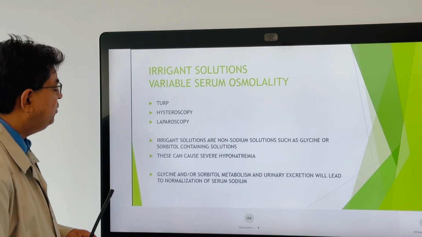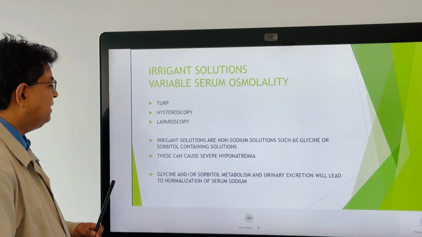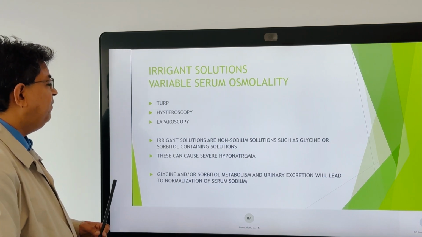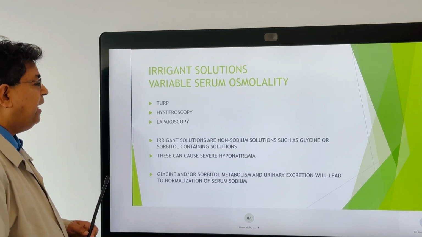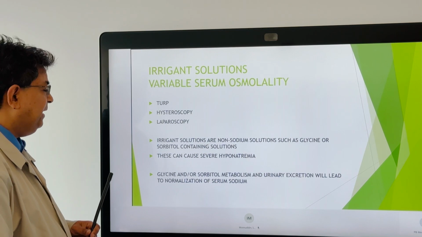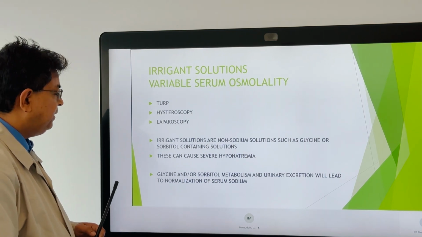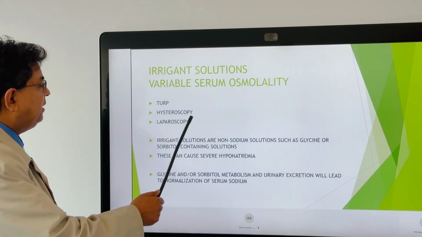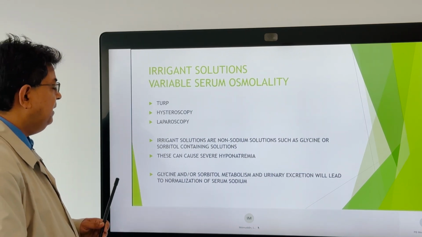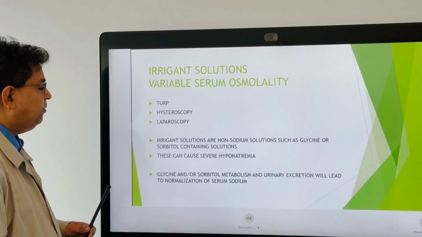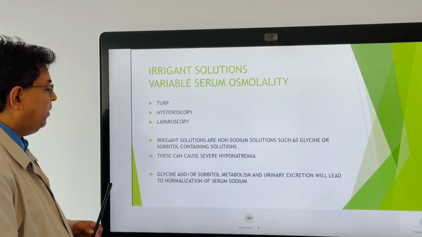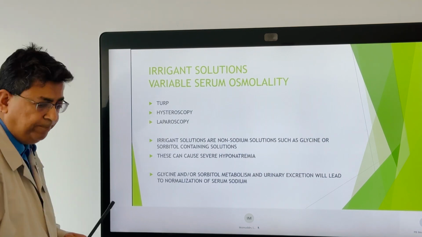Patients who have undergone transurethral resection of the prostate, hysteroscopy, or laparoscopy have received irrigant solutions that are non-sodium solutions, such as glycine or sorbitol-containing solutions. These can cause severe hyponatremia, and serum osmolality can be very variable in these cases. Glycine and or sorbitol metabolism and urinary excretion will lead to normalization of serum sodium.